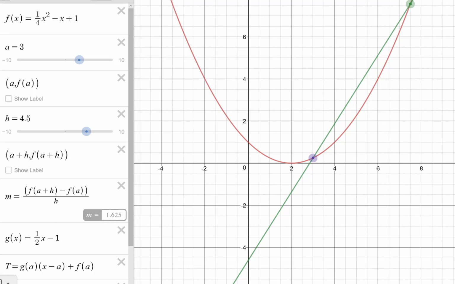This green line is a secant line through 2 points on that curve. And what I'm going to do is change some things over on the left side of the screen. I don't really want you to pay attention too much to that right now. I want you to focus on what's happening with the graph.